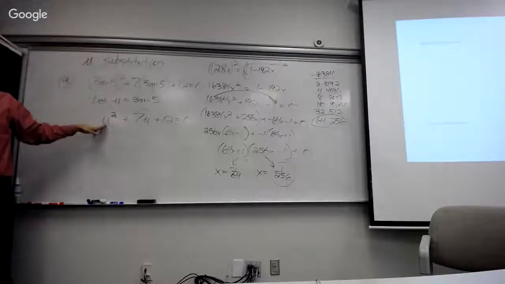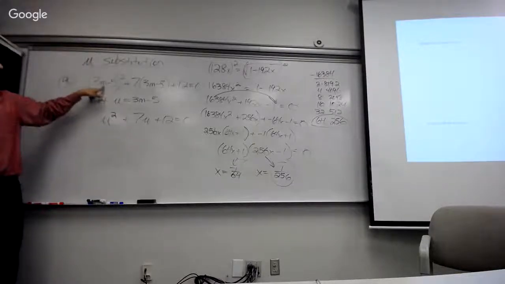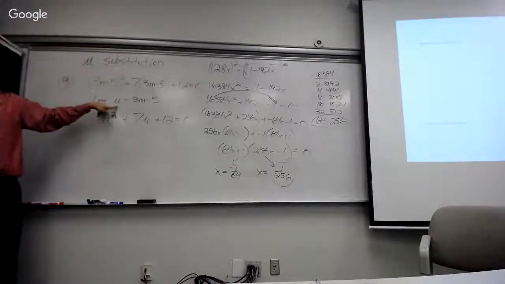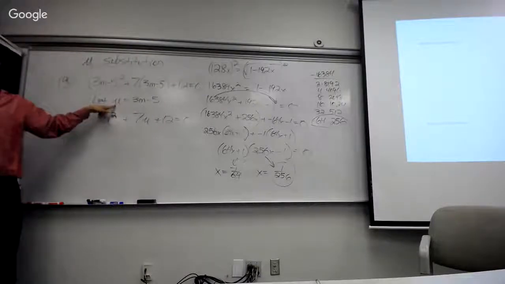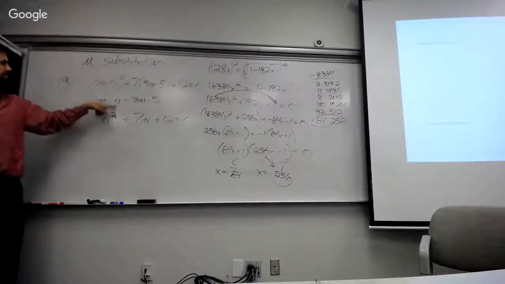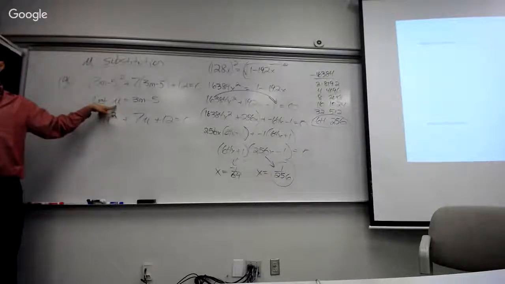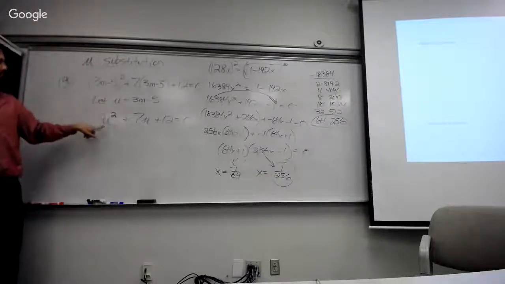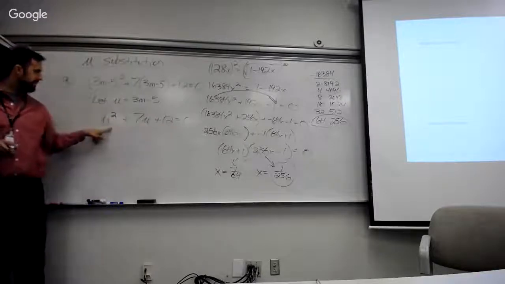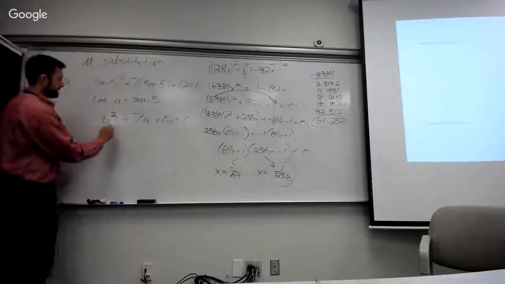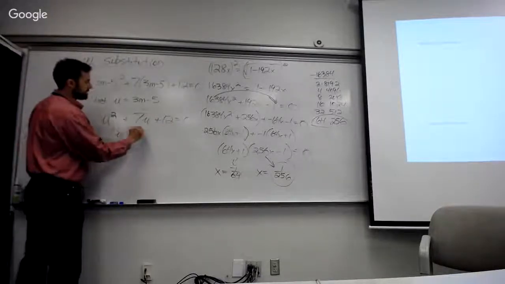This is called u substitution. Instead of writing 3m minus 5, I'm just going to write u. Honestly, you can use any letter. You could use, well, not m, but you could use x or y. U is traditional when you get to a calculus class. We call it u substitution. So now, can you factor that? Sure you can. That would just be u plus 3 times u plus 4.